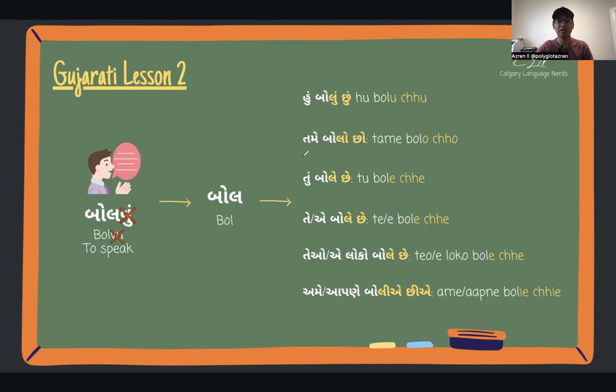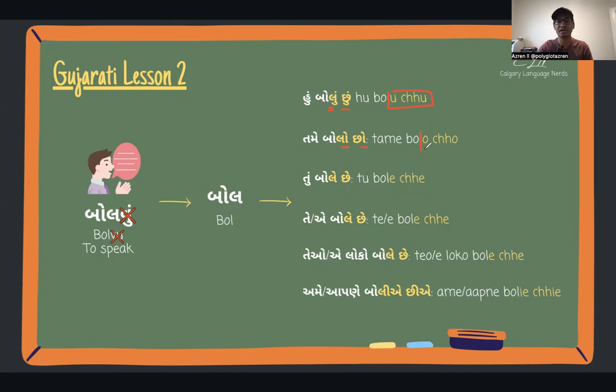Once we're left with bol, we're going to add an u if it's hu, and chu, so hu bolu chu. If it's for tame, bolo cho, right? So we're looking at these yellow. This yellow is what's going to stay constant, right?